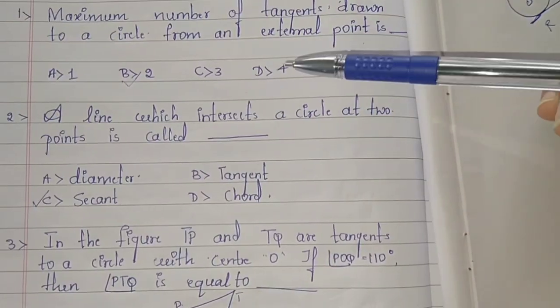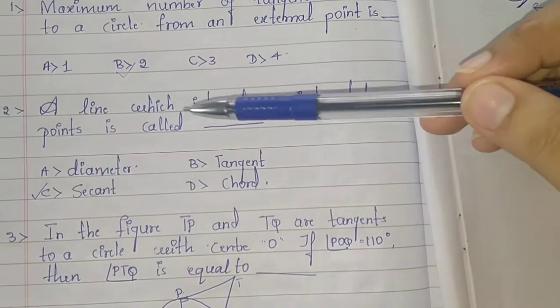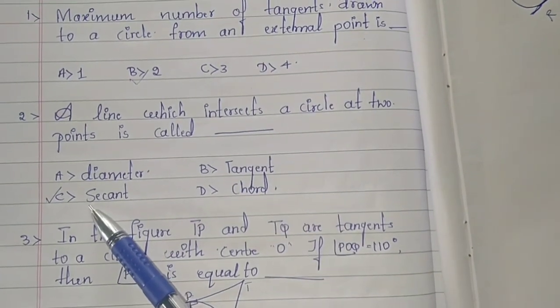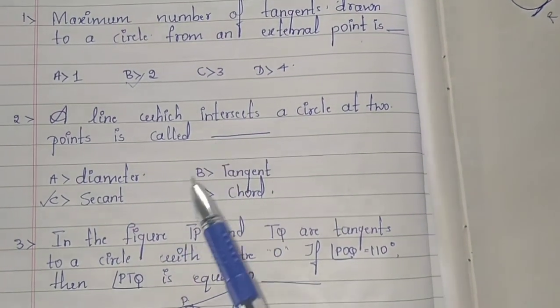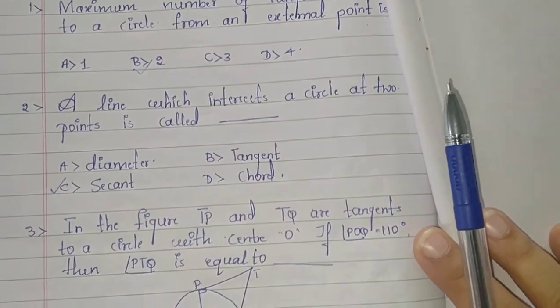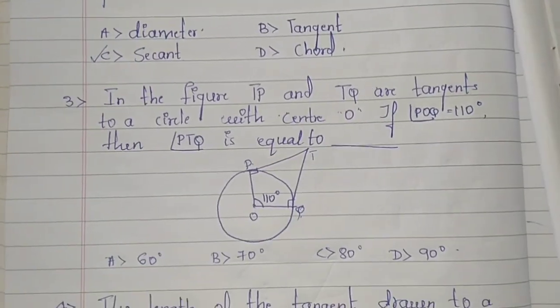Now the second question: a line which intersects a circle at 2 points is called as dash. The correct answer is option C here, a line which intersects a circle at 2 points is called a secant.